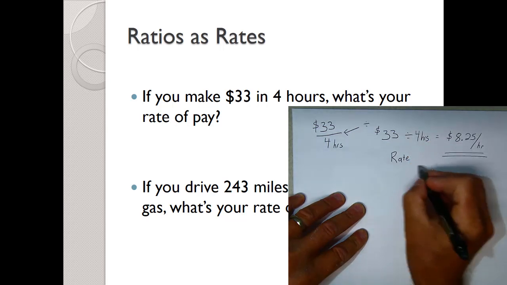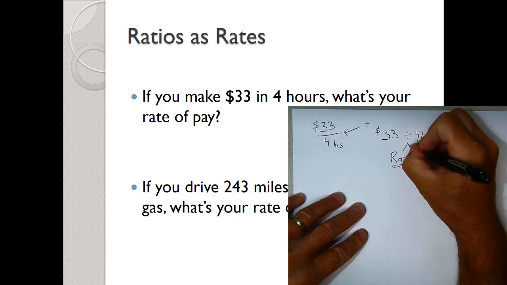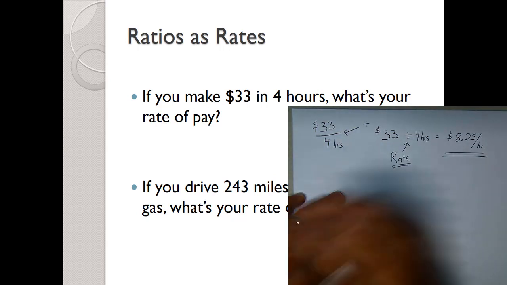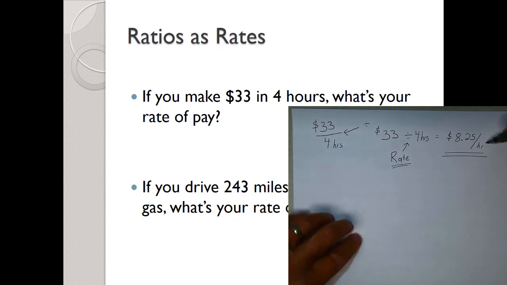Rates are easy. Rates are nice because all you do is reach for your calculator and divide the two numbers. Now, notice that the units stayed. They didn't cancel off, and so both of these units stay, and we have $8.25 for each hour.